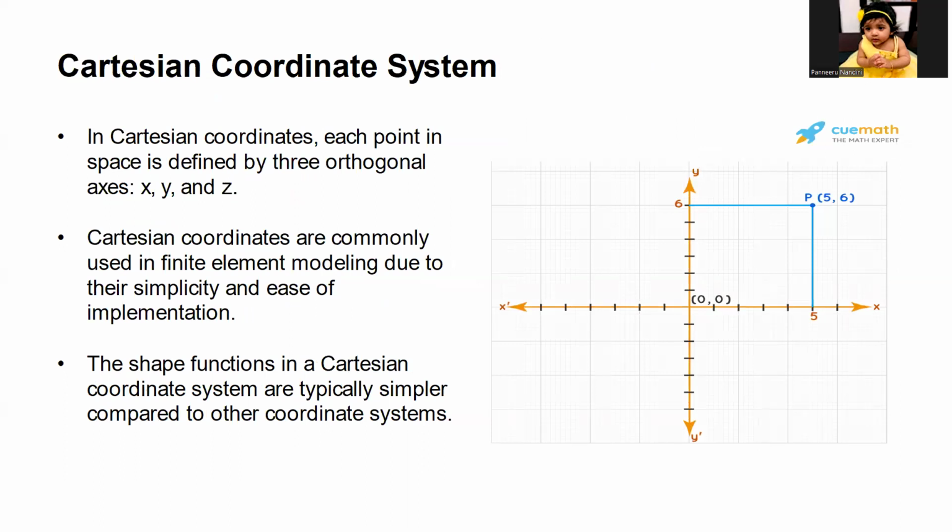Cartesian coordinate system. In Cartesian coordinates, each point in space is defined by three orthogonal axes x, y, and z. Cartesian coordinates are commonly used in finite element modeling due to their simplicity and ease of implementation. The shape functions in a Cartesian coordinate system are typically simpler compared to other coordinate systems.